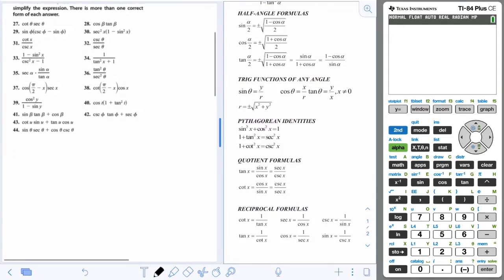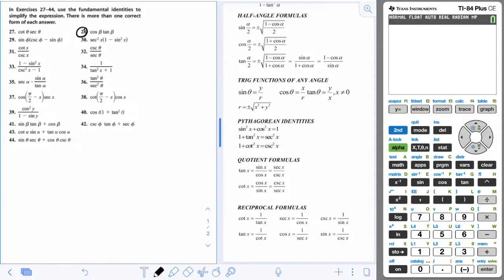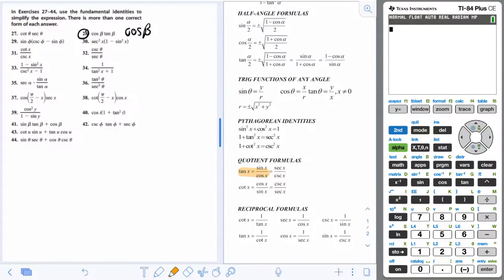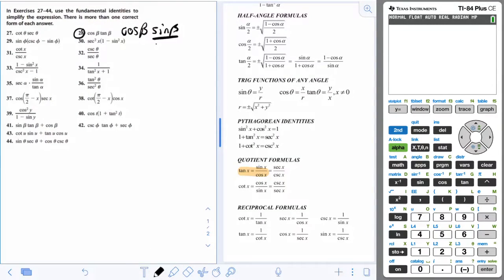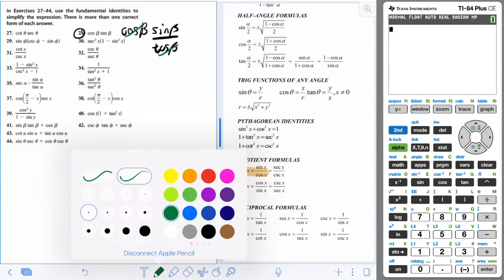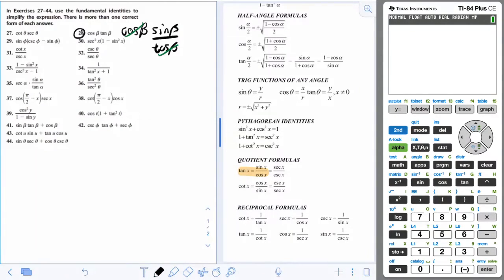So starting with something like 28, you've got cosine beta times tan beta. So this one I should just be able to do pretty quickly. If you keep cosine beta, but then use your identity where you change tangent to sine over cosine, that's always a good strategy to change to sines and cosines. You'll usually be able to simplify whatever expression you're trying to simplify. So I've got sine beta over cosine beta, and I should be able to cancel out my cosines, and I'm just left with sine beta. So now that I'm down to a single expression, that's sort of your indicator that you're done. So you should be able to say, yeah, you know what, sine beta is a nice simplified version of my original. So that's an example there.